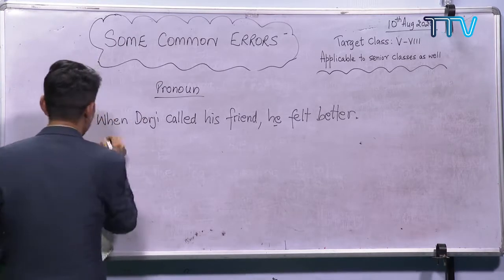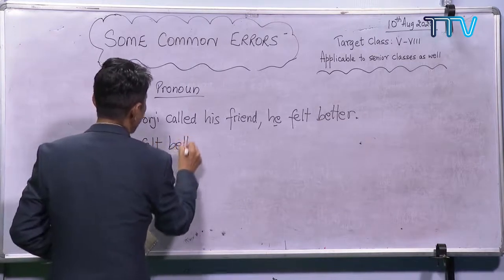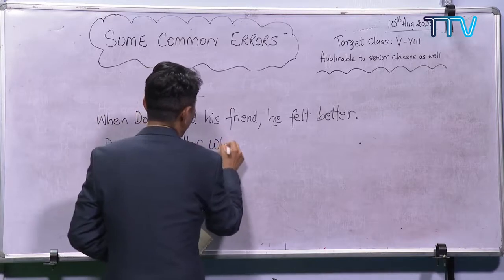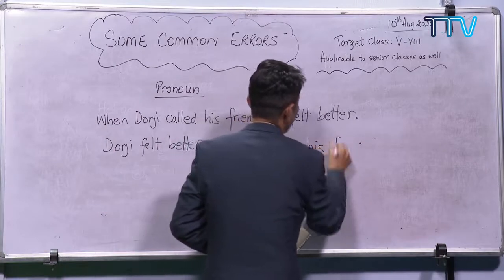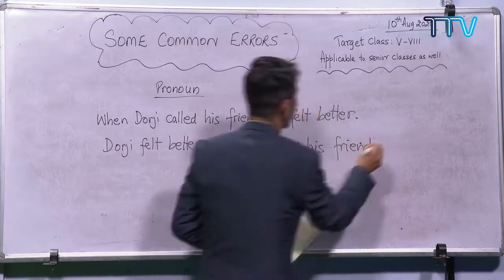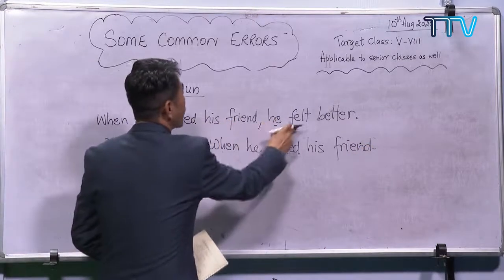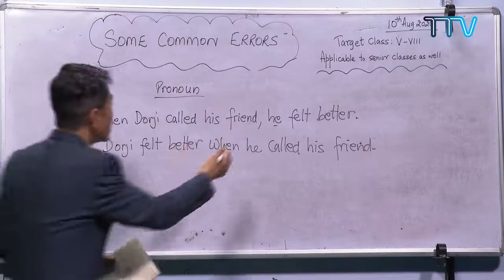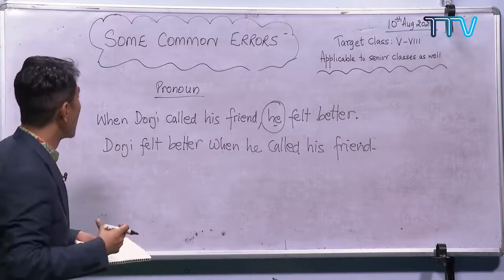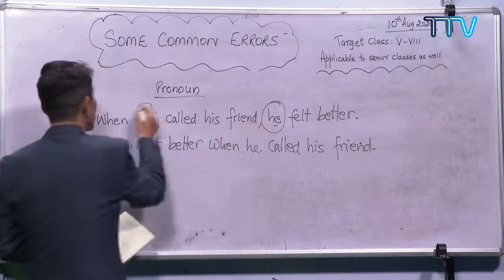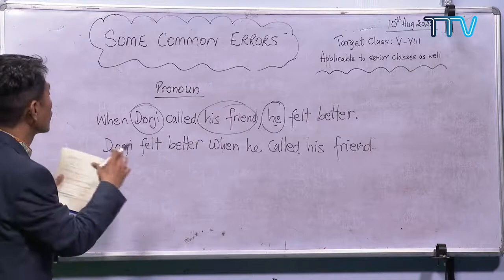Doji felt better, for example, Doji felt better when he called his friend. Okay, now does it make sense? So if you look at the first one, when Doji called his friend, he felt better. Who felt better? This is confusing. This pronoun is vague. It does not say correctly whether we are talking about Doji or whether we are talking about his friend. So there is confusion, so you should not write this kind of thing.